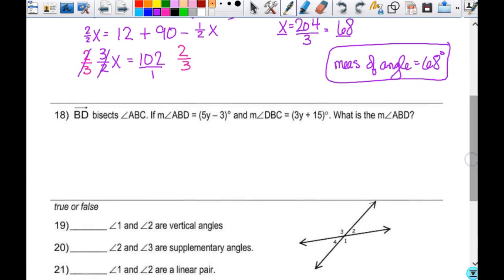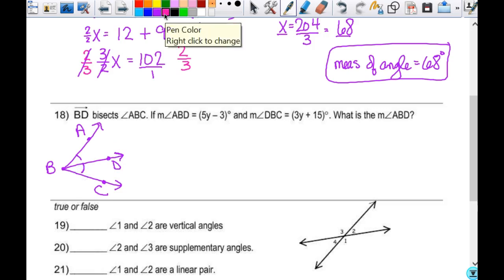Next one. Ray BD bisects angle ABC. All right, so here's my angle. I really have no idea what the actual measure is, but it looks like this. ABC. Here is ray BD, and it bisects it, which means these are congruent. So then if the measure of angle ABD is 5y minus 3, and the measure of angle DBC is 3y plus 15, then what's the measure of angle ABD? ABD, I'm looking for this one.